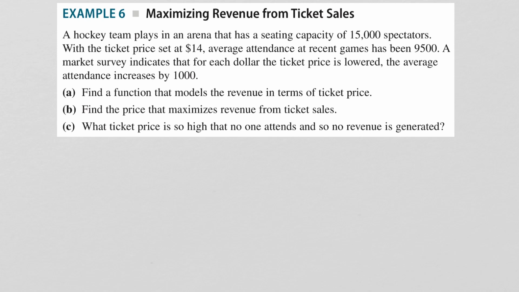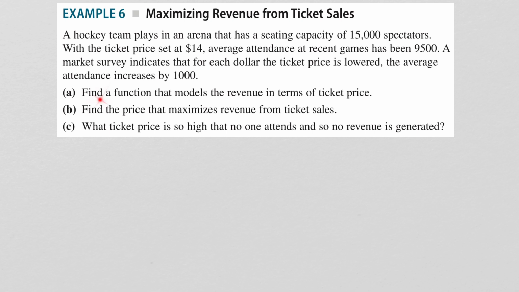In our final example, we want to maximize revenue from ticket sales. It says a hockey team plays in an arena that has a seating capacity of 15,000. With the ticket price at $14, the average attendance has been 9,500. A market survey indicates that for each dollar the ticket price is lowered, the average attendance increases by 1,000. So cheaper tickets means more people will buy tickets.